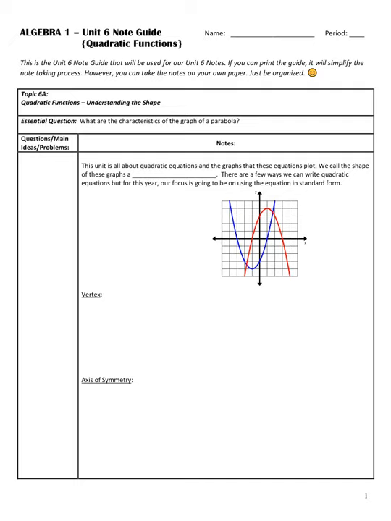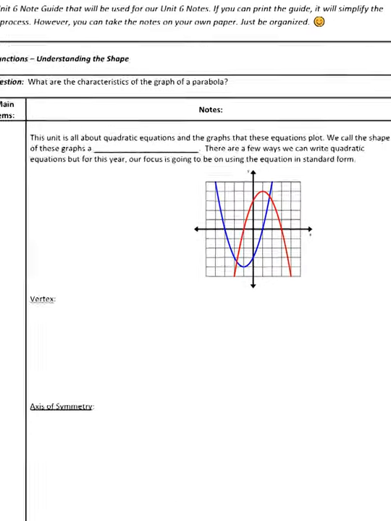So today we're going to talk about quadratic functions and understanding the shape. So we have provided you some shapes. We are going to explain all the various pieces of the shape. You're going to have to be able to identify all these pieces. So today's essential question says, what are the characteristics of the graph of a parabola? So you should be able to answer this by the end.